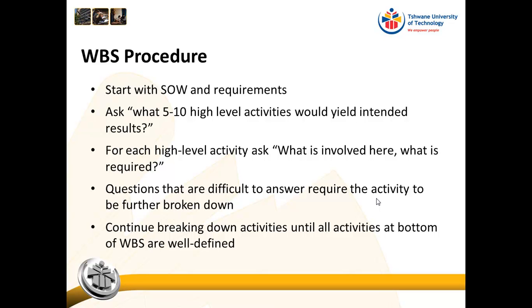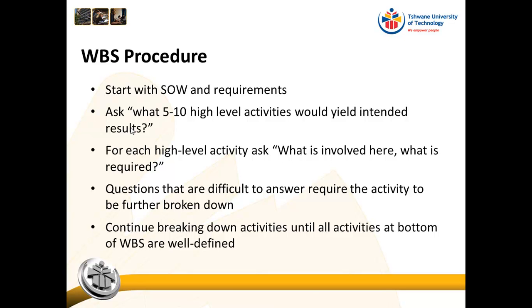So how do we break the work down into a work breakdown structure? We start with a statement of work and requirements, and we ask what are the 5 to 10 high-level activities that will yield the intended results. So what are the 5 to 10 things or deliverables that we need in order to make this project work? Then for each high-level activity we ask what is involved here, what is required. If the questions are difficult to answer, it means that we need to break the activity down further.